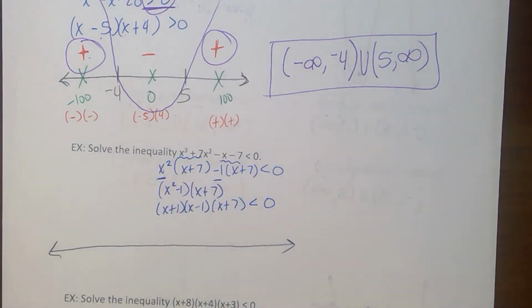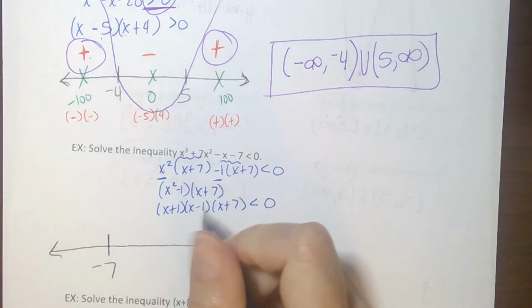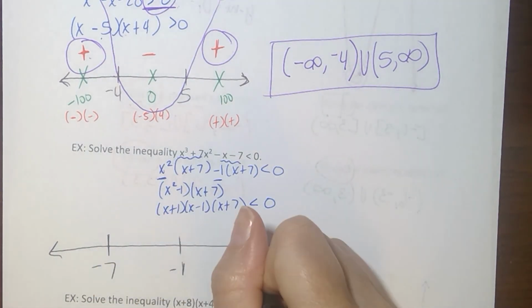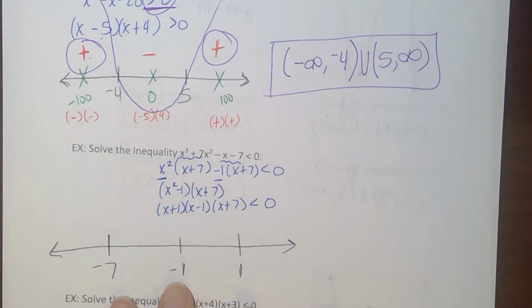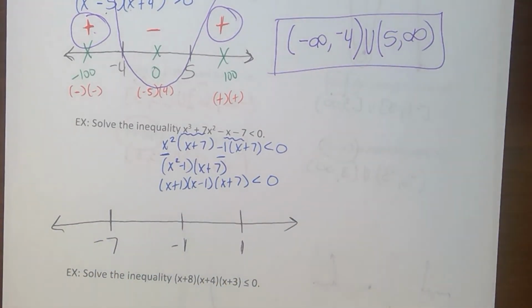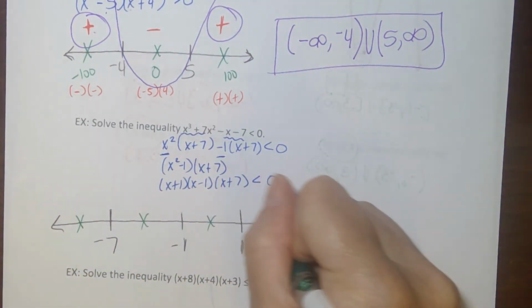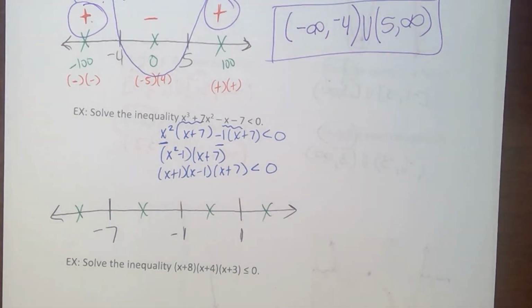I'm interested in where that is less than 0. What are my boundary points? Well, this would be negative 1, positive 1, negative 7. From least to greatest, I would say negative 7, negative 1, and positive 1. 3 boundary points results in 1, 2, 3, 4 intervals to test. So I need to go through and pick values in each of those 4 intervals to check.